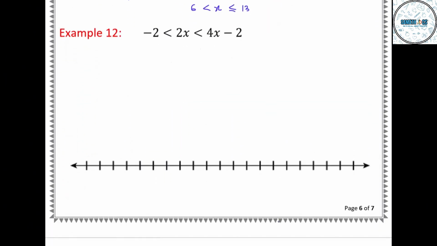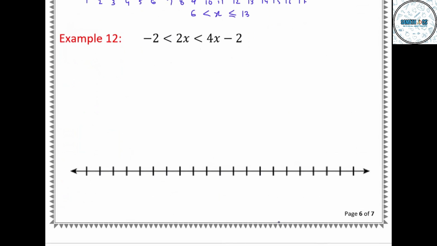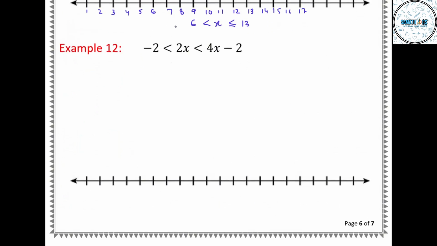Let's do another example. We have -2 is less than 2x and 2x is less than 4x minus 2. So we can write two inequalities from this. -2 is less than 2x. Then -2 is to be divided by 2. The sign of inequality will not be changed because we are dividing by a positive number. If we divide by a negative number, then only the sign of inequality is to be changed.